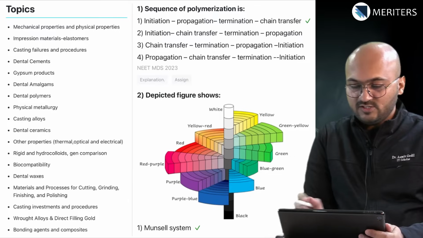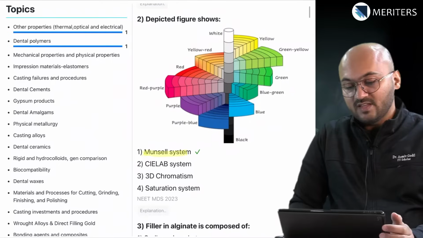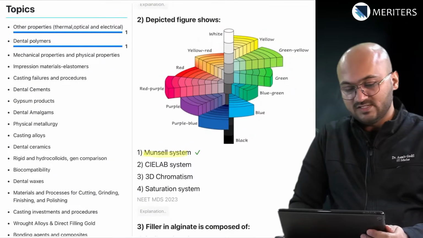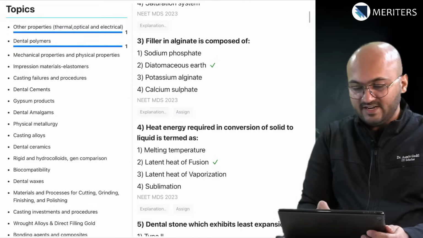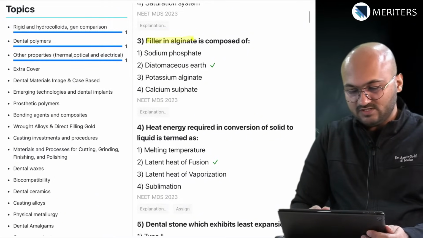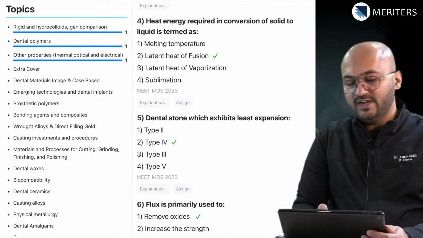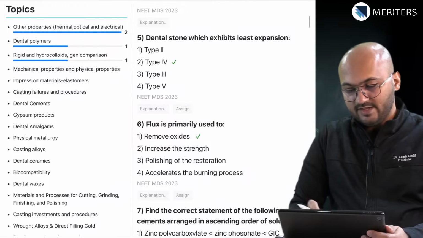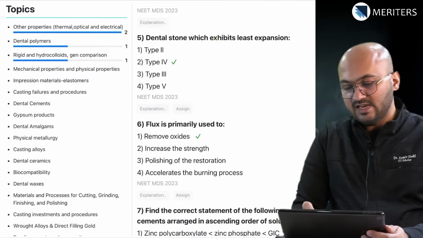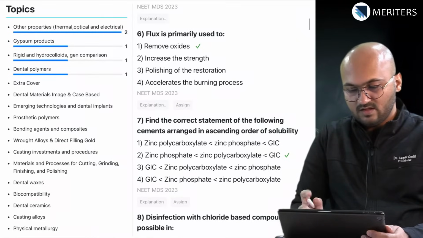First question is sequence of polymerization. So that is from dental polymers. Then we have an image-based question on Munsell system. Next question, filler in alginate, diatomaceous earth. Then we have the definition of latent heat of fusion. Next question, dental stone which exhibits least expansion is type 4. Flux is used to remove oxides.